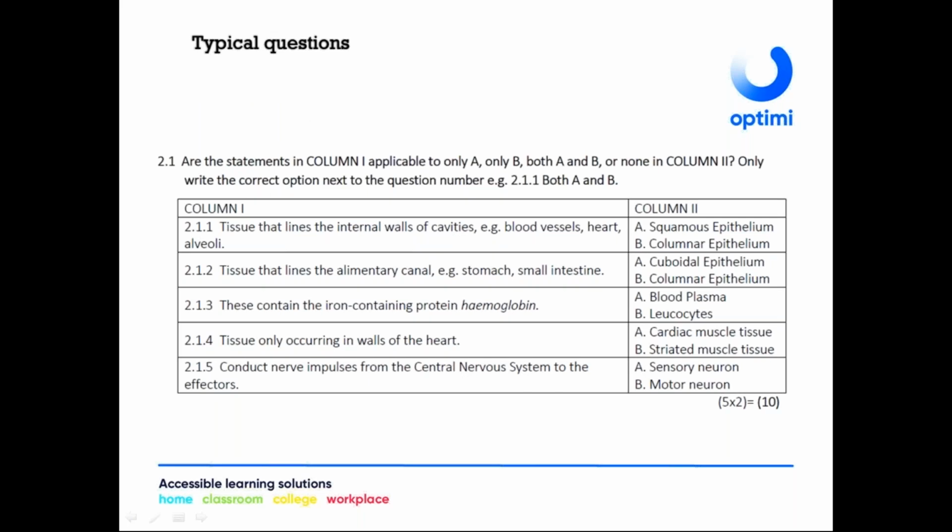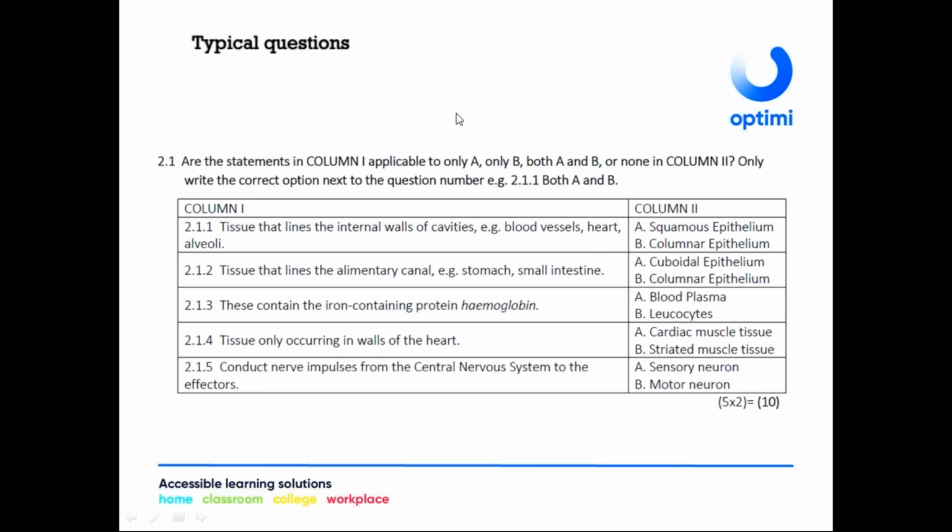Okay, these are typical questions that can be asked on animal tissue. We still have 3 minutes. Let's quickly look at it. 2.1, are the statements in column 1 applicable to only A, only B, or both A and B, or none in column 2. Only write the correct option next to the question number. For 2.1.1, you will look at the description and see if it applies to A only, B only, or both A and B. So let's say 2.1.1 applies to A only.